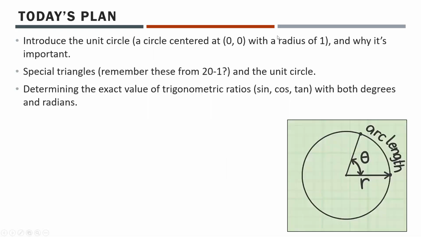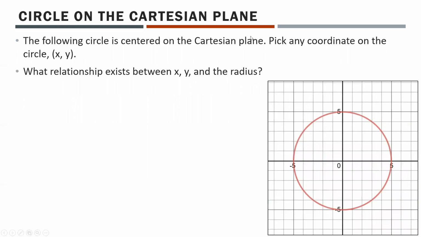So today's plan is we're going to introduce the unit circle, which, in case you've forgotten, is a circle centered at the point 0, 0 that has a radius of 1. And we're also going to talk a little bit about why it's important. We're also going to deal with special triangles and the unit circle, so we'll connect how special triangles actually relate to the unit circle here. Then we're going to determine the exact value of trigonometric ratios, sine, cosine, tan, with both degrees and radians. All right, let's get started.